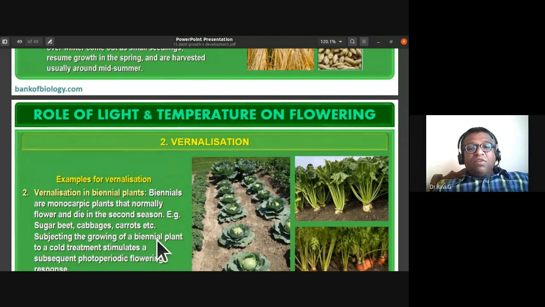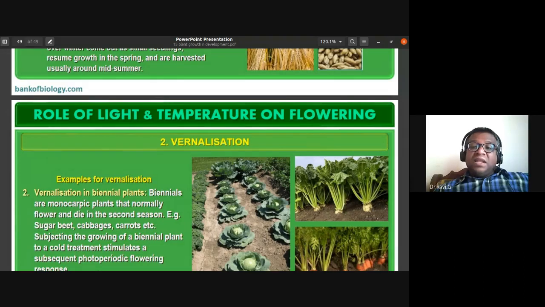Subjecting the growing biennial plant to a cold treatment stimulates a subsequent photoperiodic flowering response. So whenever you subject them to cold treatment, it stimulates the plant to undergo flowering. See, in this biennial plant, the first year they would be in a vegetative stage. The second year they would enter into the reproductive phase. In the first year, in the vegetative stage, they have a rosette arrangement of leaves because of short internodal distance. In the second year, there is an increase in internodal distance, and as a result, it leads to bolting and flowering.